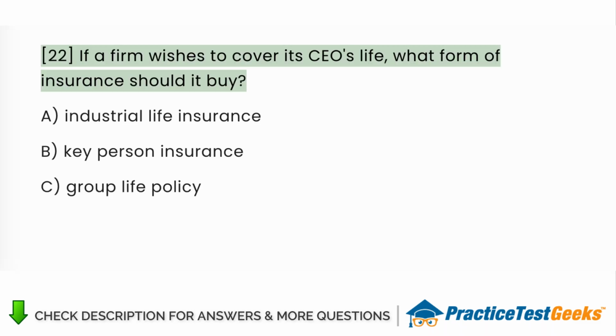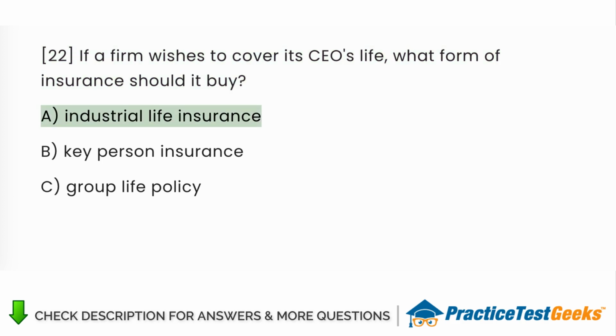If a firm wishes to cover its CEO's life, what form of insurance should it buy? A. Industrial life insurance. B. Key person insurance. C. Group life policy.